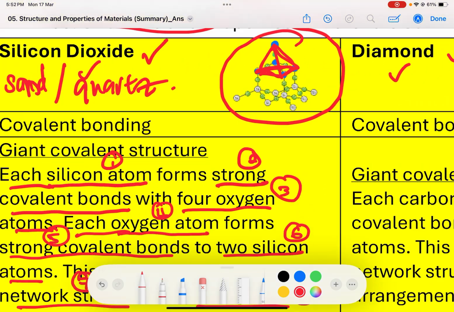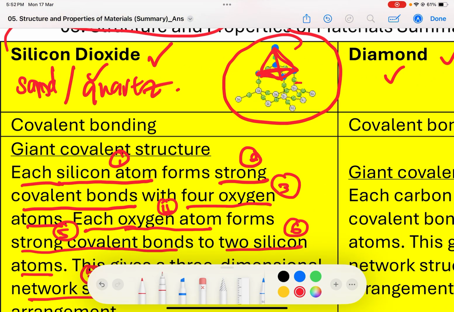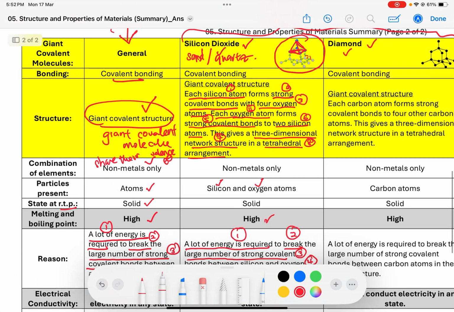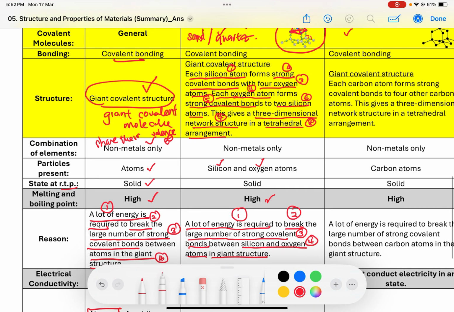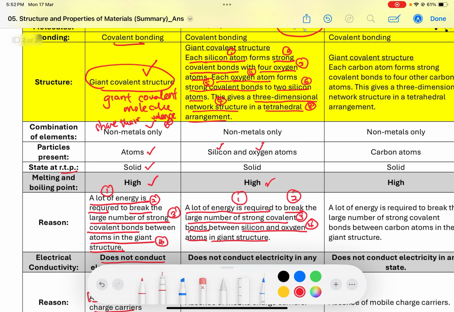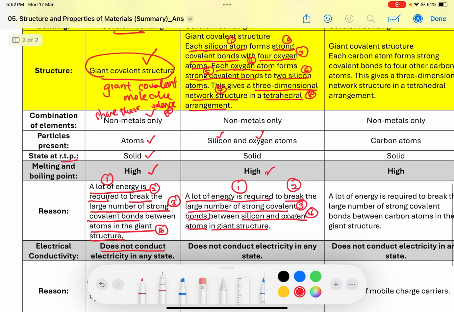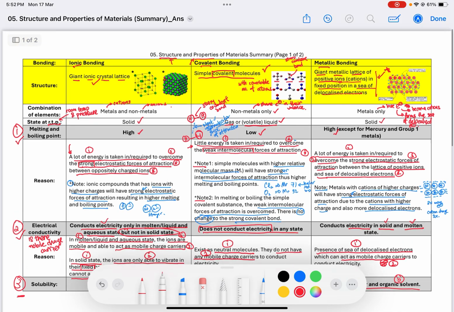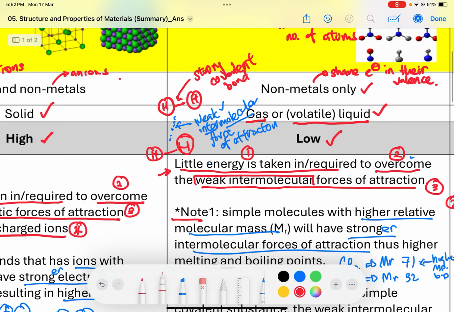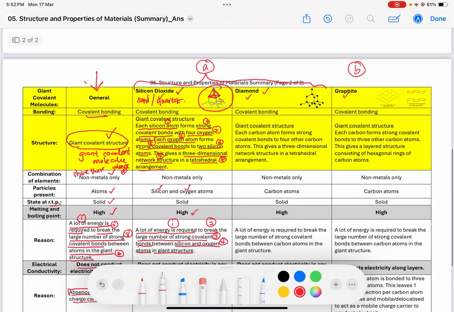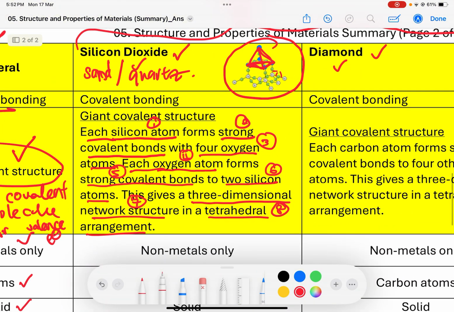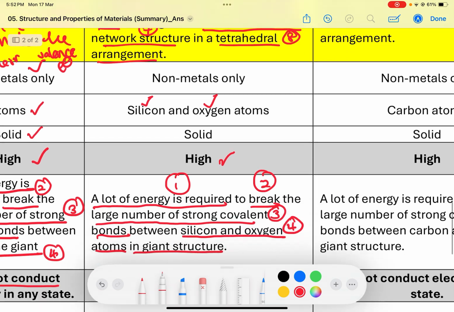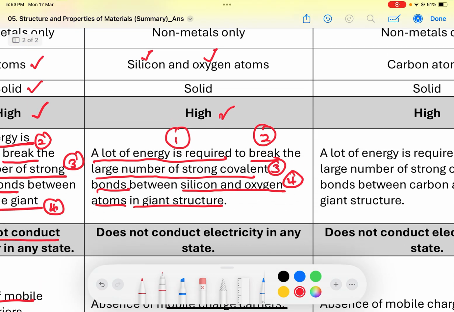So you're actually breaking the whole network. Imagine for this one here, you're trying to break every single bond whenever you're trying to melt or boil it. Hence, a whole ton of energy is required to break the whole structure. So it's different from a simple covalent structure, where we are referring to weak intermolecular forces of attraction, this blue dotted line over here. These are weak. But when we look at a giant covalent structure, we are trying to break all these strong covalent bonds, and it's a whole network of them, and that's why a lot of energy is required.